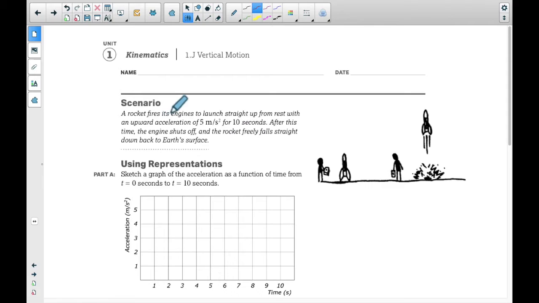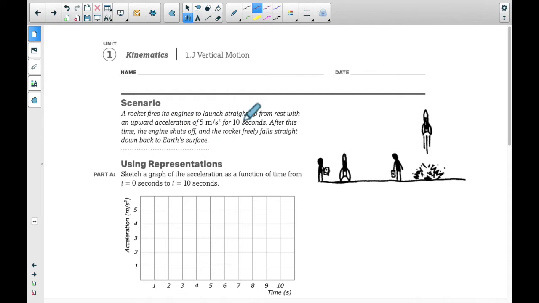The scenario is a rocket fires its engines to launch straight up from rest with an upward acceleration of 5 meters per second squared for 10 seconds. After this time, the engine shuts off and the rocket freely falls straight down back to Earth's surface. Okay, sketch a graph of the acceleration as a function of time from t equals 0 to t equals 10.